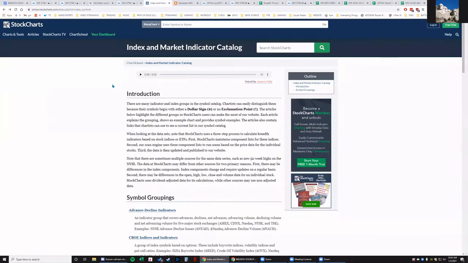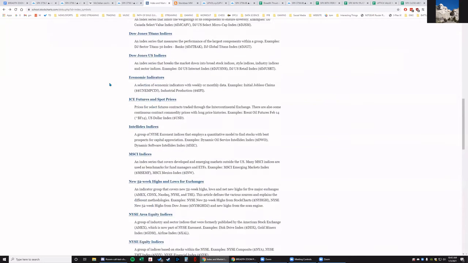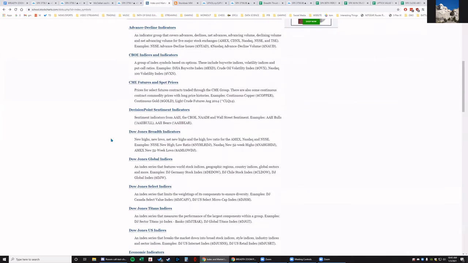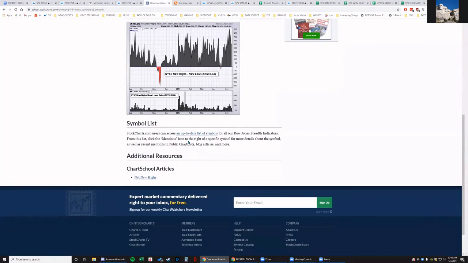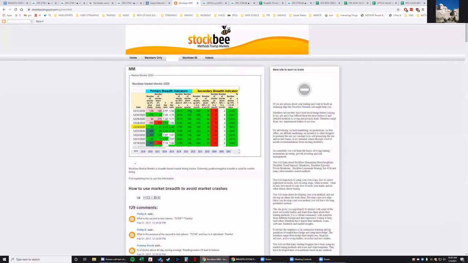Here's StockCharts. You can look at this. There are just so many different breadth metrics on here that you could look at. Here's all the breadth indicators for the Dow. There's lots of ways. You can look at 52-week highs minus lows. You can look at new highs, new lows. Lots of different things.